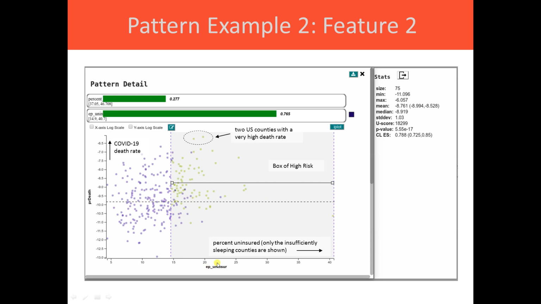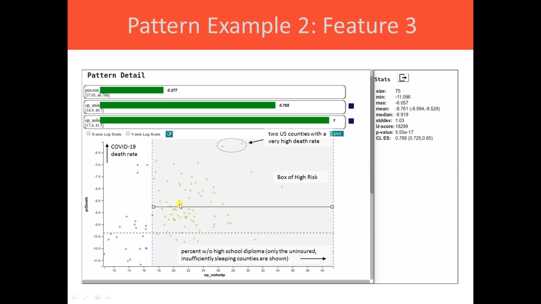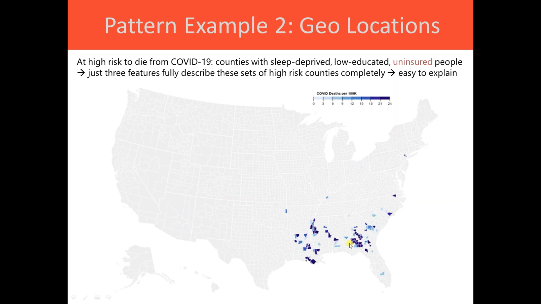So we'll go here and say the percent uninsured. Only the insufficiently sleeping counties are here, right? So this is the percent uninsured. These are counties where a higher percentage of residents were not health insured, and they have a higher likelihood of dying from COVID-19. Still not enough, still some purple points left, so we have to refine it some more and say, well, we found another attribute that really closes the deal, which is the percent without high school diplomas. Okay, so this finishes the deal.